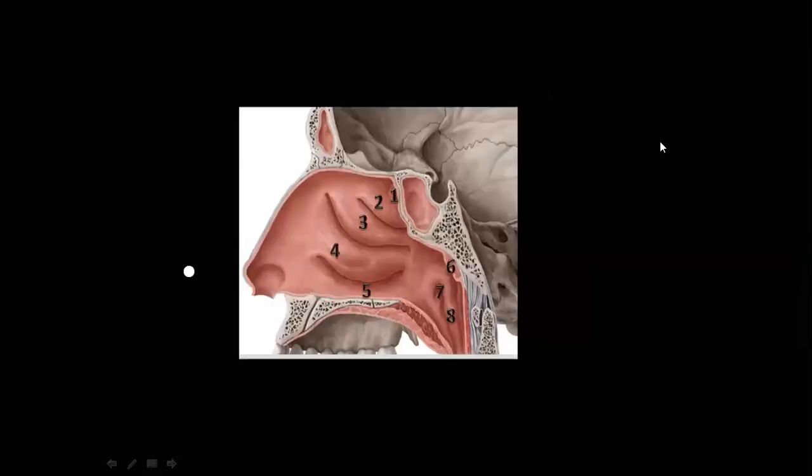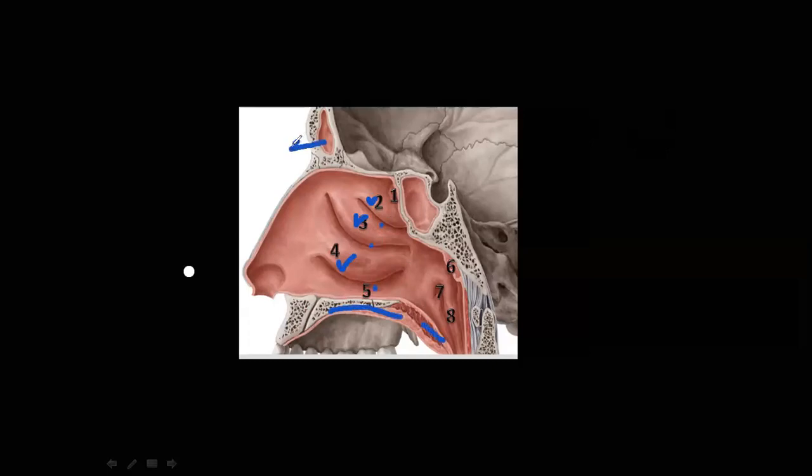Excellent. What is this structure? This is the nasal cavity. We have here three conchae: superior, middle, and inferior. Identify. How many meatus here? One, two, and three. Superior meatus, middle meatus, and inferior meatus. This is the hard palate, and this is the soft.